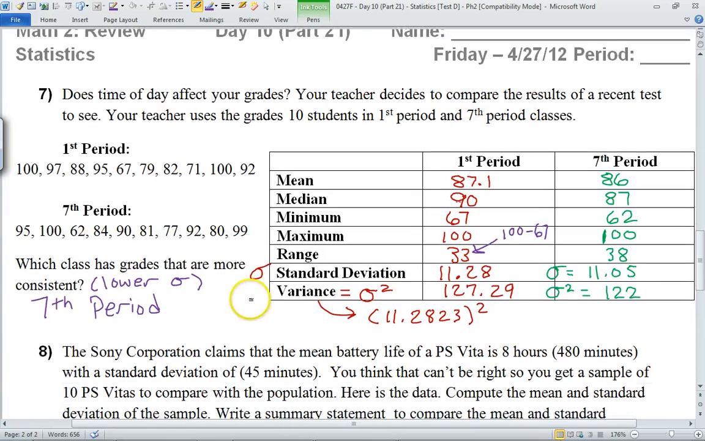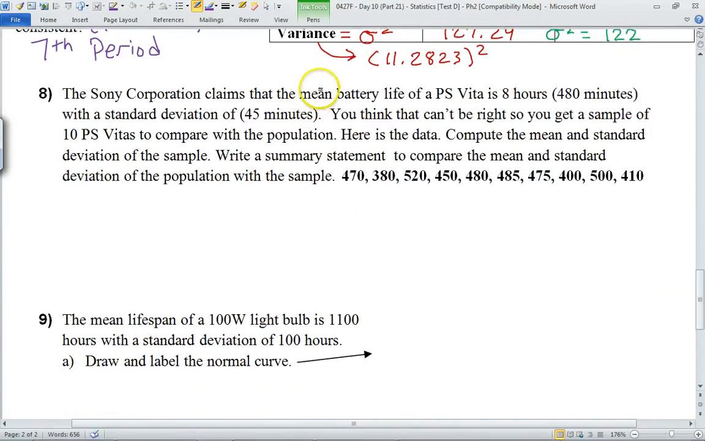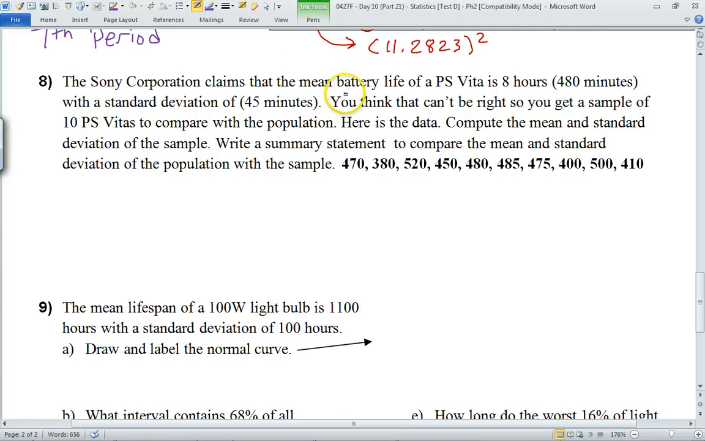Okay, moving on. Look at number 8. The Sony Corporation claims that the mean battery life of a PS Vita is 8 hours, 480 minutes, with a standard deviation of 45 minutes. So I guess we're doing minutes. You think that can't be right, so you get a sample of 10 PS Vitas to compare with the population. So we're comparing a sample with the population. Here's the data. Compute the mean and the standard deviation of the sample. Write a summary statement to compare the mean and the standard deviation of the population with the sample.